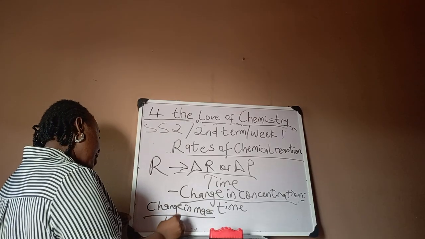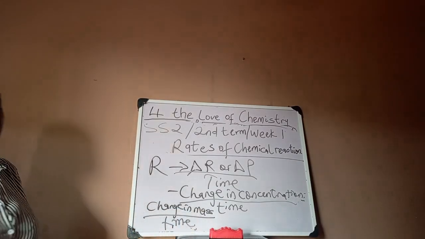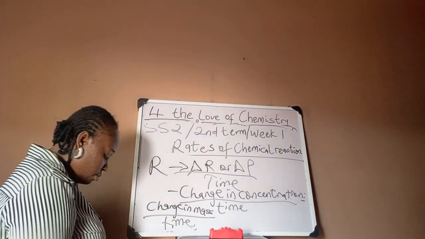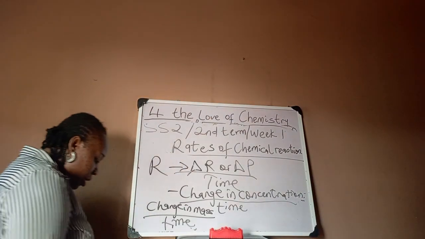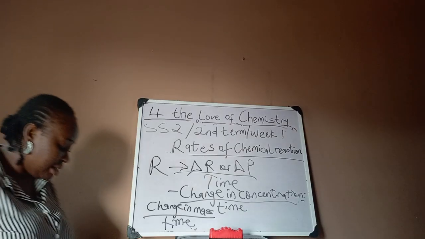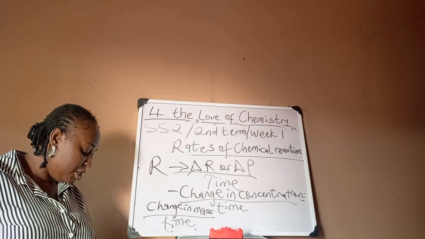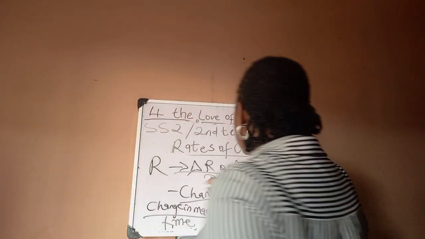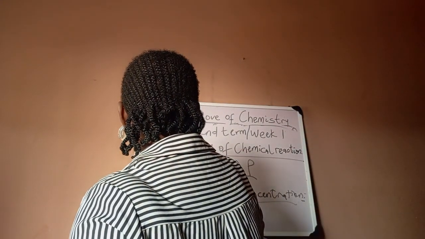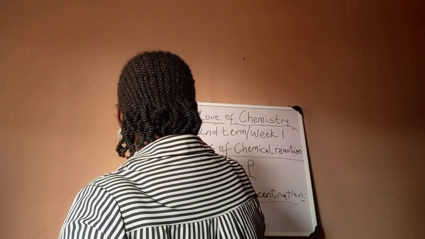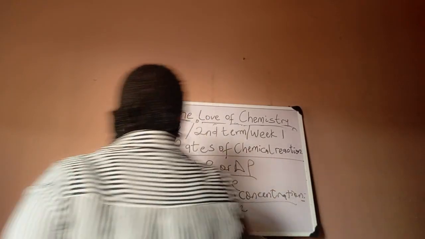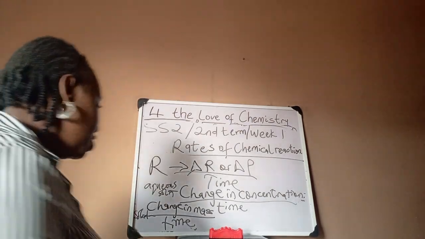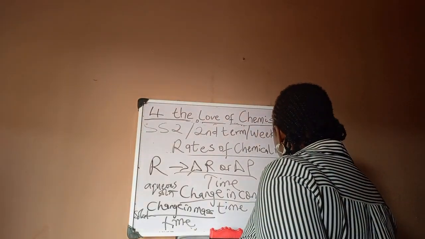Change in mass all over time. So whenever you think of rate, you think of what happens with time. And then when you are dealing with a gas, you talk about the rate of change in volume of a gas per unit time. So change in concentration is for an aqueous solution, change in mass is for solid, while change in volume is for gas.